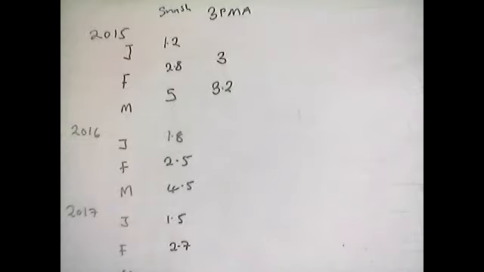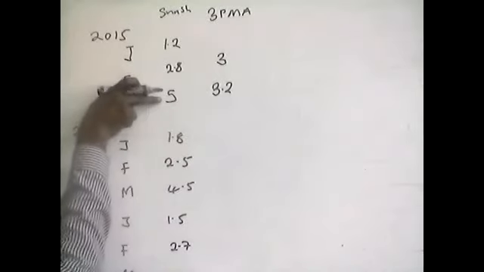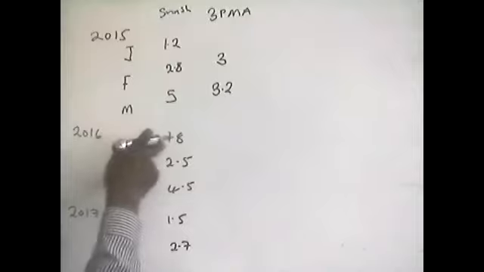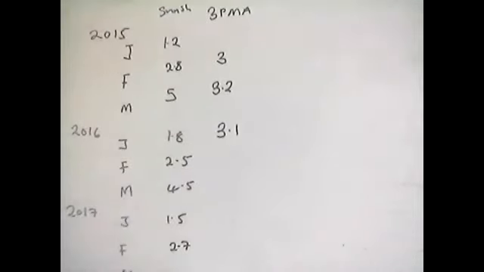So 5 plus 1.8 plus 2.5 divided by 3. This is giving us 3. So now why did you start from here? The midpoint here is here. It will be here at 1.8. So our answer will be here, like that.